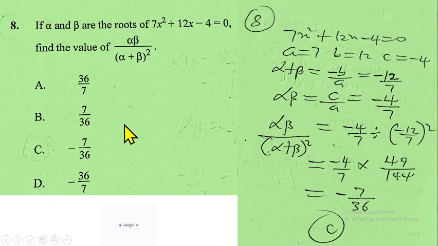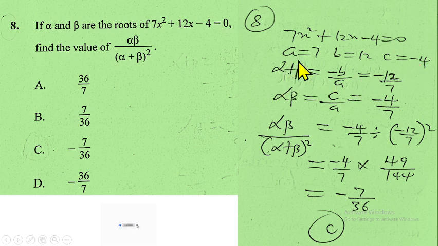Question number 8 is from sum and product of roots of quadratic equation. If alpha and beta are the roots of 7x squared plus 12x minus 4 equals to 0, find the value of alpha beta over alpha plus beta squared. This is the product and this is the sum. So it's quite simple as well. From the equation given to us, we will know the value of our a, which is 7, our b is 12, and our c is minus 4.